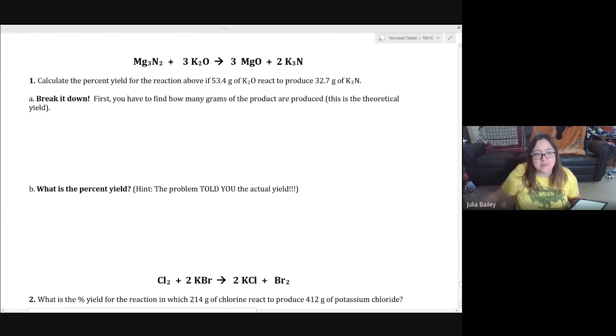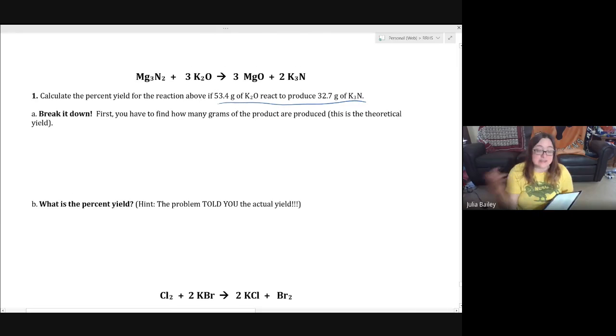Okay, let's try an example. Let's calculate the percent yield for a reaction if 53.4 grams of K2O react to produce 32.7 grams of K3N. I highly recommend that you take whatever numbers are given to you and write them into the reaction, so you can very obviously see what's your reactant and what's your product.